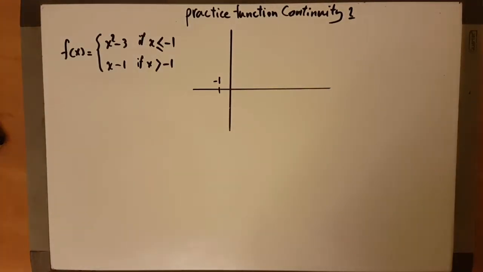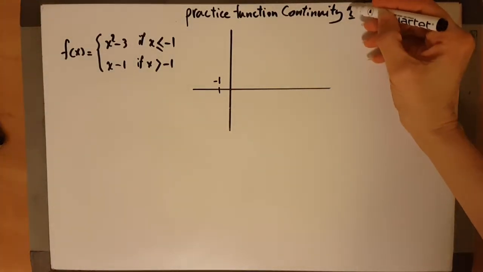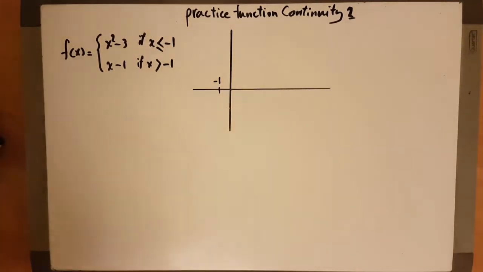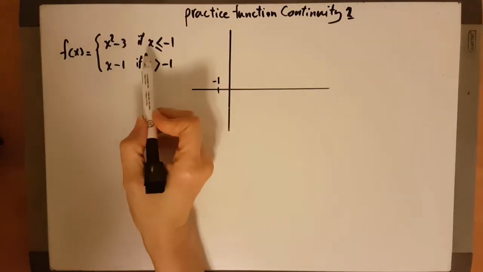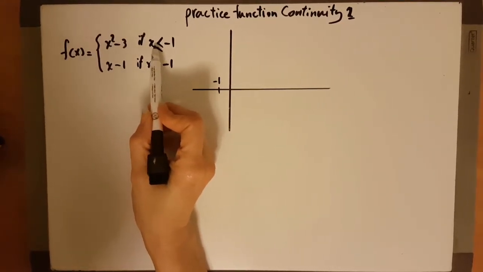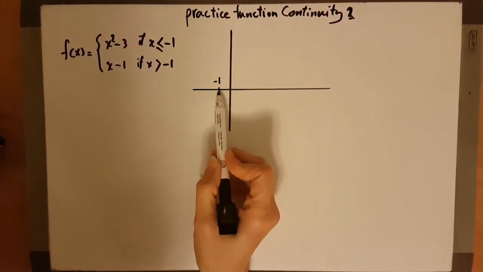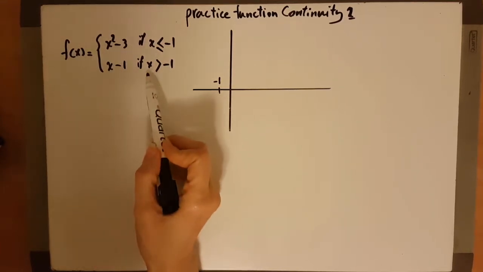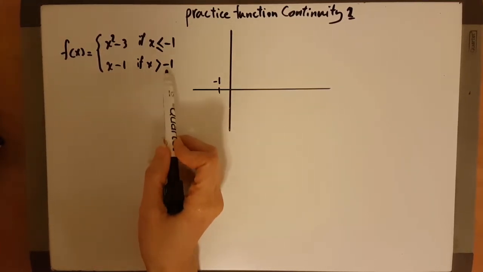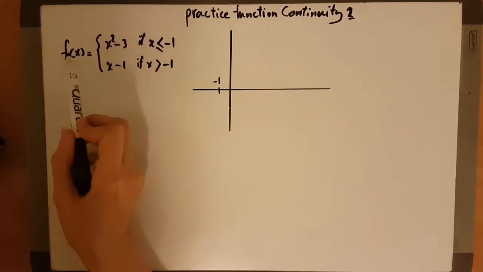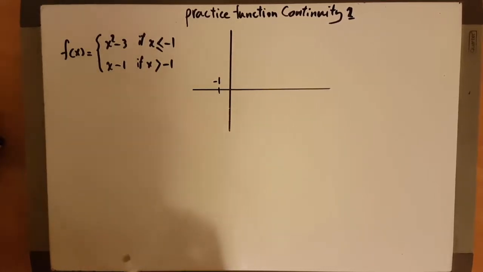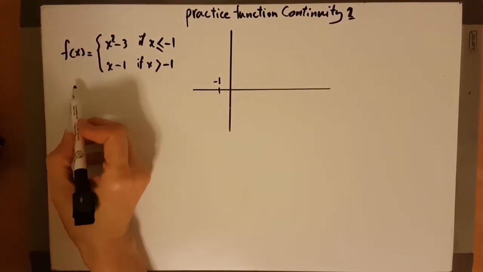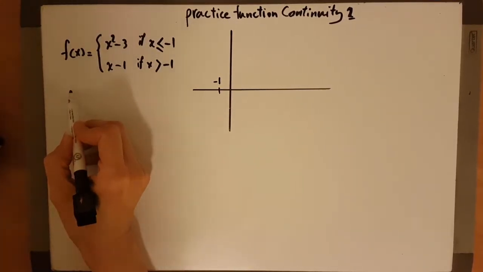Okay, everyone, let's go to example number 2 to practice function continuity. Look at this function. For the x's equal or smaller than -1, this is how it looks, and for the x's bigger than -1, this is how it looks, and this is the whole function. So let's find out first of all if it's continuous or not.